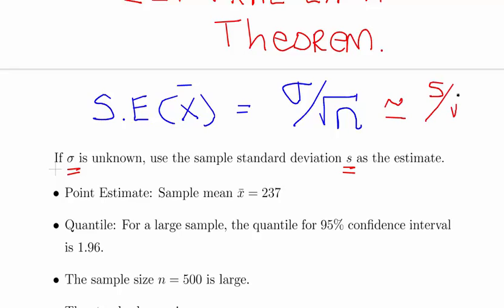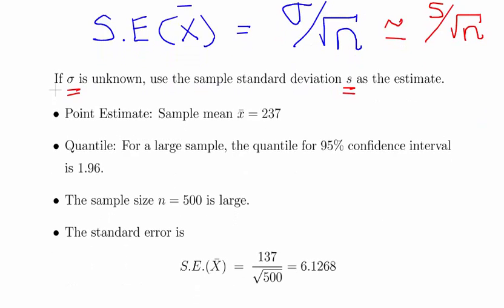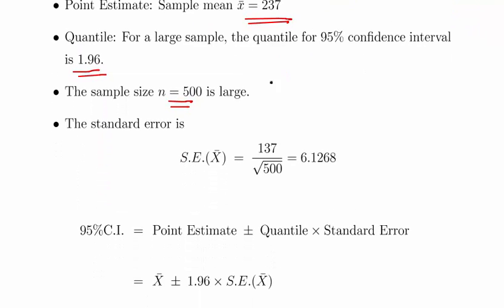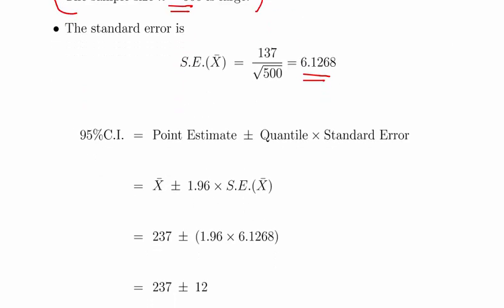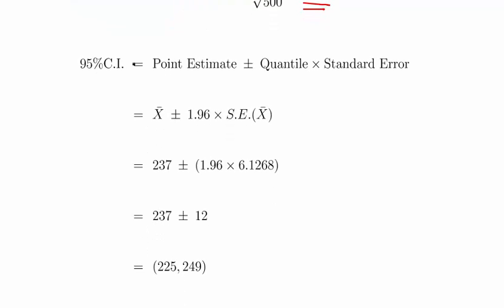And it helps to put in something like that to show you really know what you're talking about. Okay, so the point estimate here is x bar, 237, and it's a large sample, so 1.96. That was straightforward. Actually the matter of it being a large sample size is redundant at this stage. I mentioned it there, but anyway. So the standard error is 137 over the square root of 500, which is 6.1268.